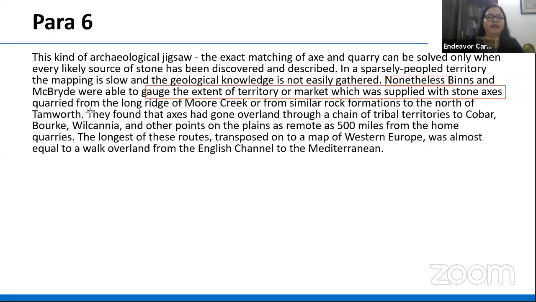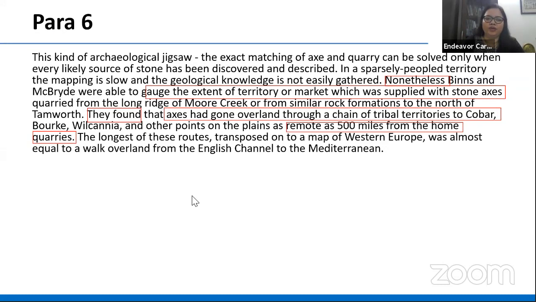And what did they find? So look at that final mapping that they arrived at. They found that axes had gone overland through a chain of tribal territories to Kobar, Bor, Wilcannia, and other points on the plains as remote as 500 miles from the home quarries. So were they able to reconstruct a trade map? Yes, they were, right? Though, of course, that geological knowledge and mapping is slow in such places, still they were able to use this scientific understanding to recreate this trade map. The longest of these routes, etc. So these details, these lines are important.